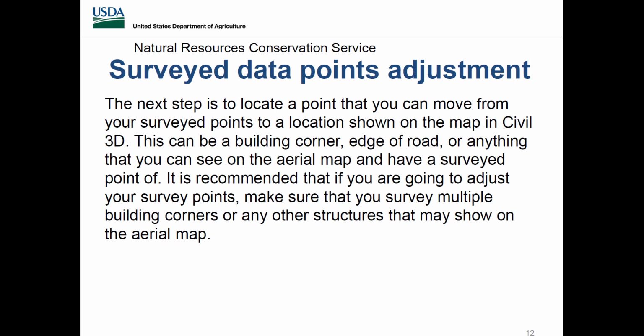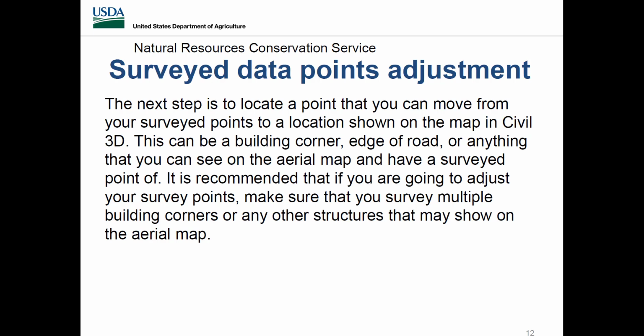The next step is to locate a point that you can move from your survey points to a location shown on the map in Civil 3D. This can be a building corner, edge of road, or anything that you can see on the aerial map and have a survey point of. It's recommended that if you're going to adjust your survey points, make sure that you survey multiple building corners or any other structures that may show up on the aerial map. My recommendation is to look at the aerial map and see what structures or buildings that you should be taking shots of, so you can move those points to, if you're not in a datum. And then that way it'll be a lot easier.